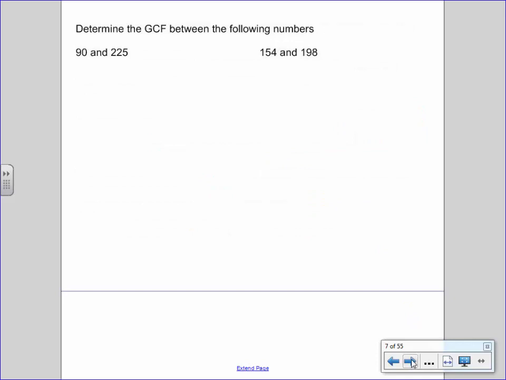So let's find the greatest common factor between 90 and 225. And then in a second, we'll do the other one. I can already guess one number that's in common between them. I bet you there's a 5 in both of these numbers, right? Because clearly 90 should divide by 5 because it ends in a 0. And 225 can divide by 5. But if you really want to figure it out, just break it up into a factor tree. Take 90 and bust it up. Take 225 and bust it up.